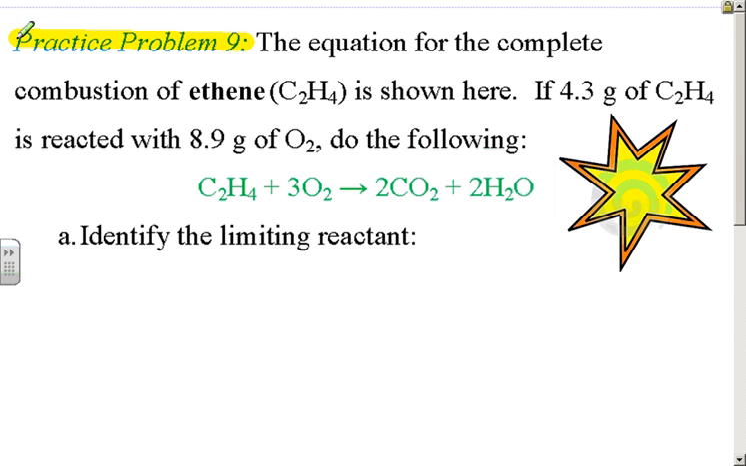The equation for the complete combustion of ethene, which is C2H4, is shown here in this reaction. If 4.3 grams of ethene is reacted with 8.9 grams of oxygen, do the following things. The first thing we need to do is identify the limiting reactant. Now, in order to figure out the limiting reactant, let's look at those steps we just wrote down.